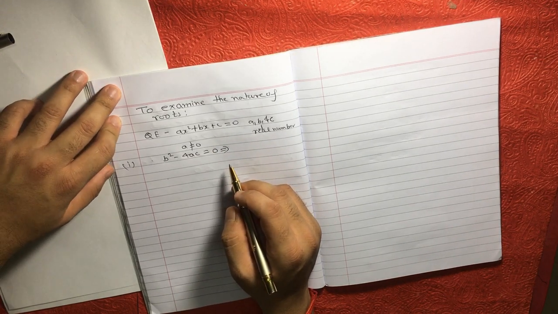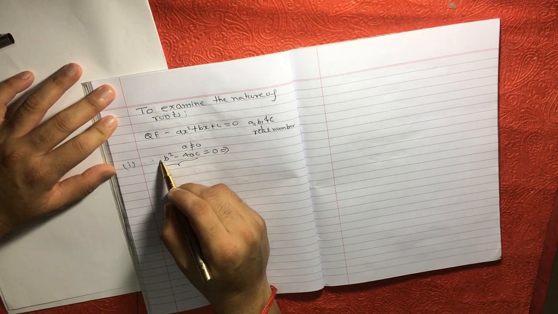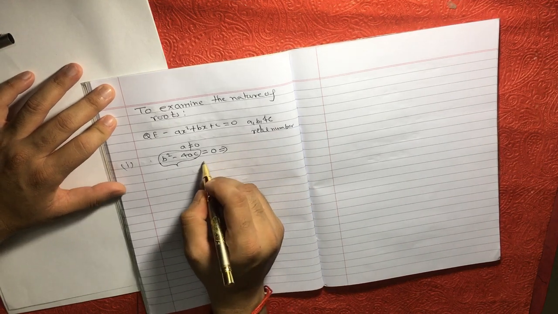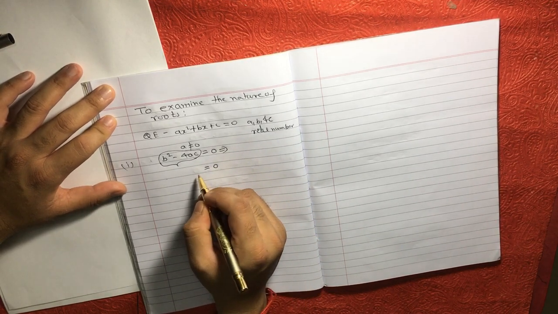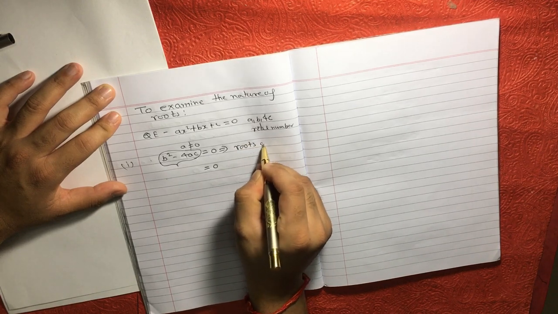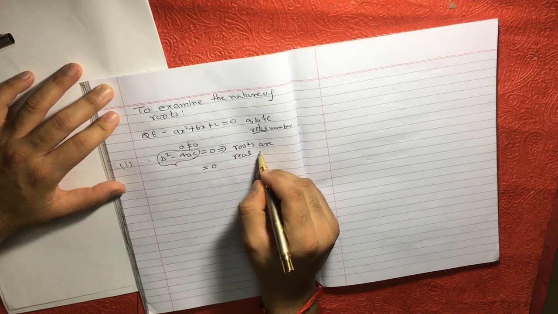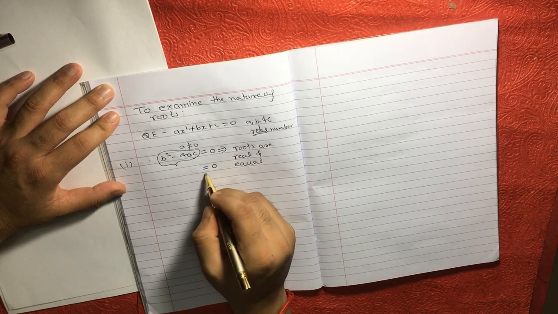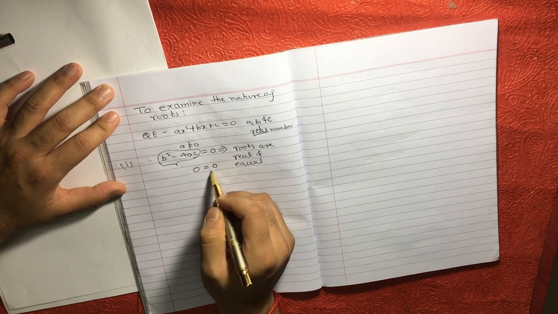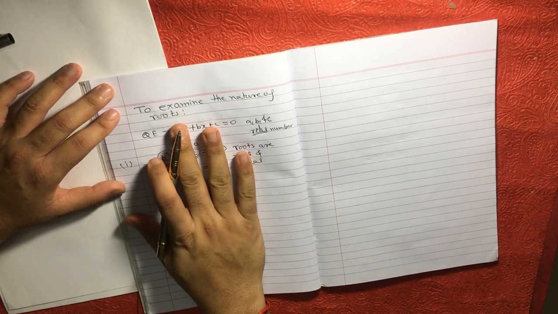Now the concept here is, after solving b square minus 4ac, if the result is equal to 0, then the roots are real because they are some number, and also equal because the value after solving this will be equal to 0. Let's say this is 10, and after multiplying or solving all this, this is again 10, and 10 minus 10 is equal to 0. I am just giving an example.